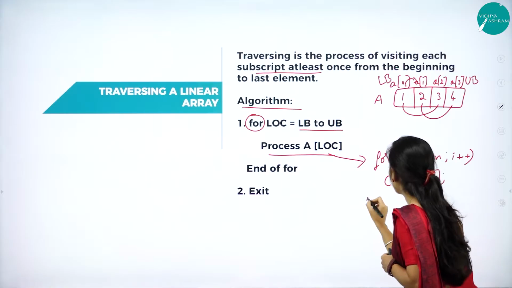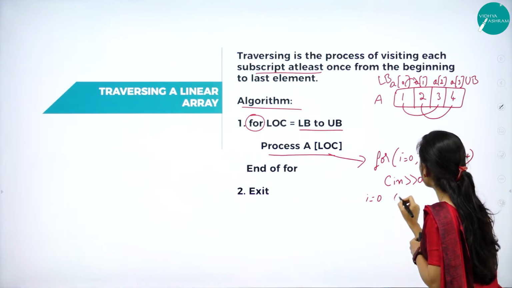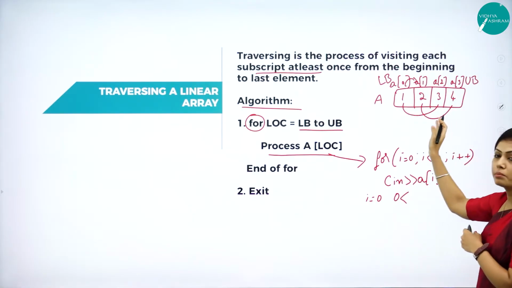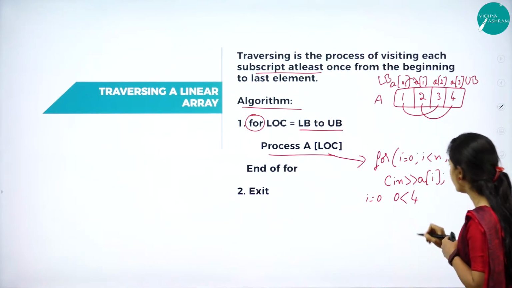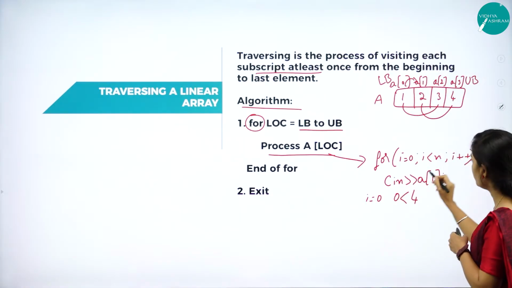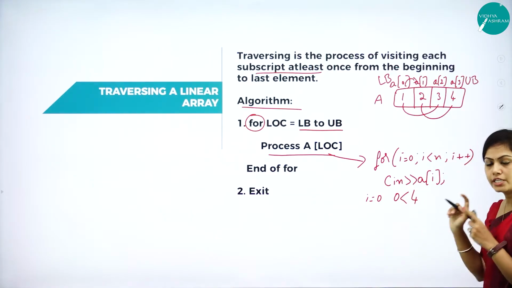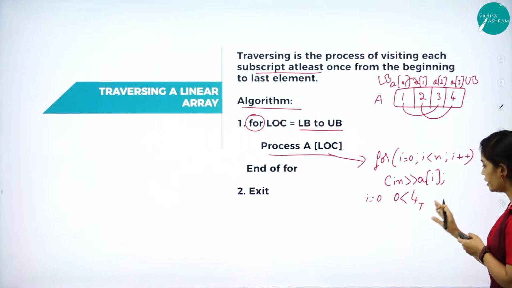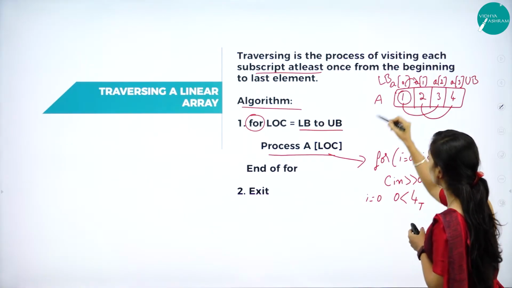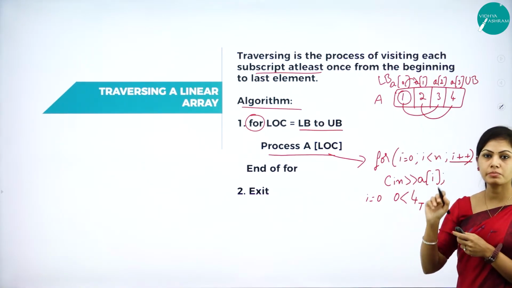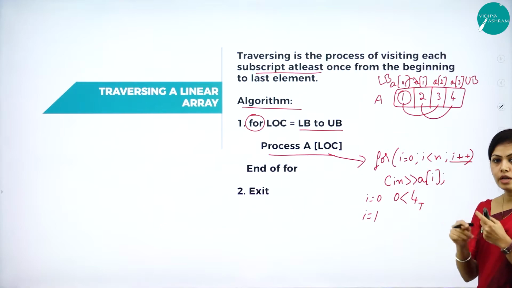So here I will check the condition, I is equal to 0. 0 less than n means how many elements I have taken? 1, 2, 3, 4. 4 elements, that is called the n value. So I is 0, and 0 less than 4. Condition is true or false? Condition is true. If the condition is true, in location A of 0, 1 is located and I plus plus means one value is incremented. So I is equal to 0, next it changes to I is equal to 1.